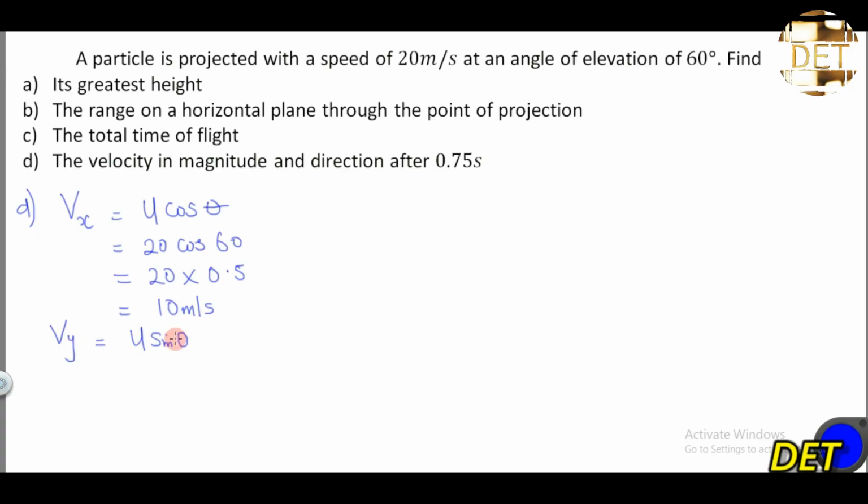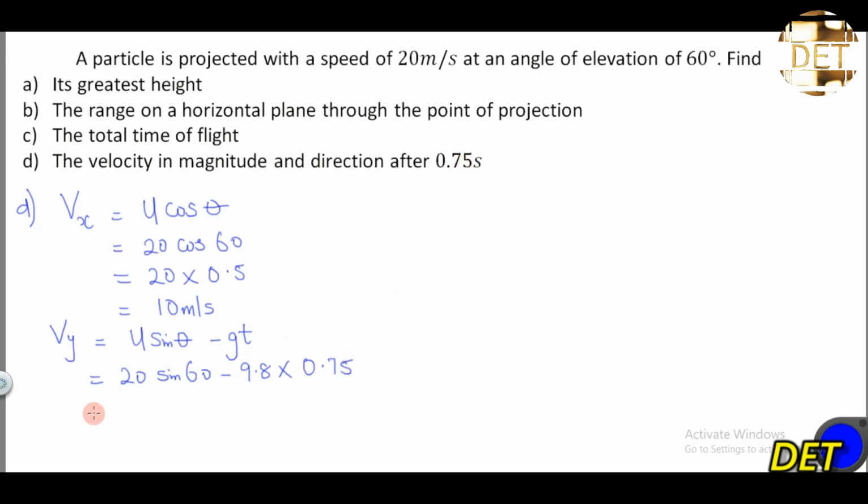Then I will also look for the vertical velocity Vy, and it is given as u sine theta minus what? gt, right? So that will be equal to, my u is what? 20 sine, my theta is what? 60 minus 9.8, which is the value of g, times what? 0.75, which is the time, right? 0.75 seconds. That is the time that is given.